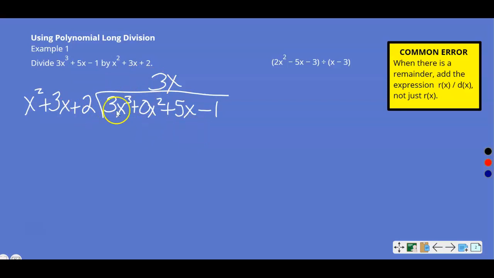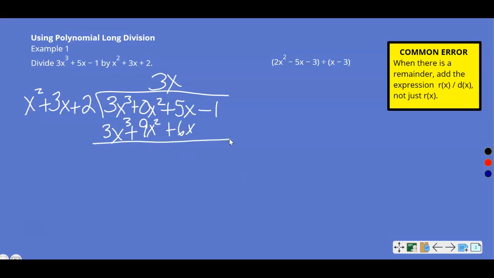Then we're going to subtract this row from the row above it, and that shows that we have divided the first part out. You always want the first column to be the same, because I'm going to subtract this from this, and that'll make that one go away for the next row. So 3x times x squared is 3x cubed. 3x times 3x is 9x squared, and we're going to put that under the 0x squared so we don't lose it. 3x times 2 is 6x.